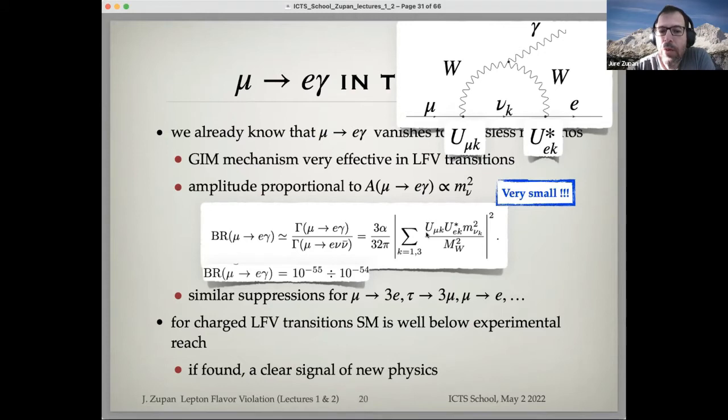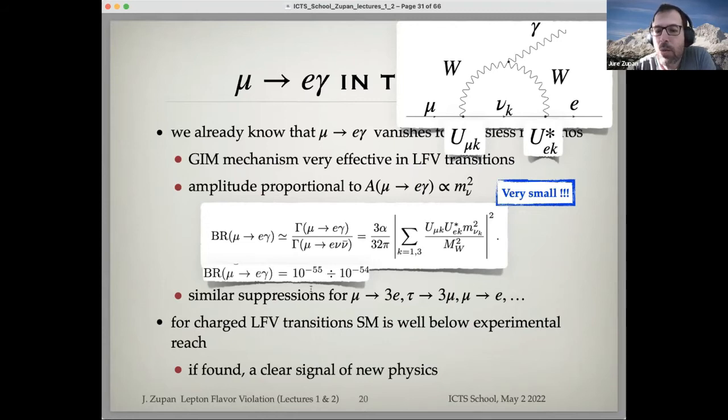How big is it? You put in the PMNS matrix, some values for the neutrino mass. Let's go at the upper allowed level and the lowest allowed level, and you end up at the 10 to the minus 54, 55 level for the branching ratio from mu to e gamma. That's a crazily small number. This is 40 orders of magnitude lower than the present experimental bounds. So it's 0. For all practical purposes, from now till forever, this is 0.